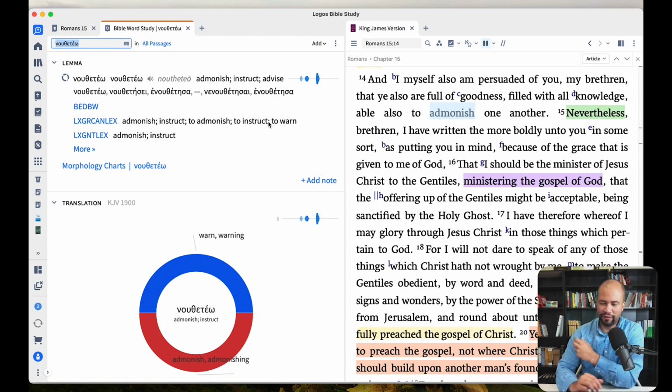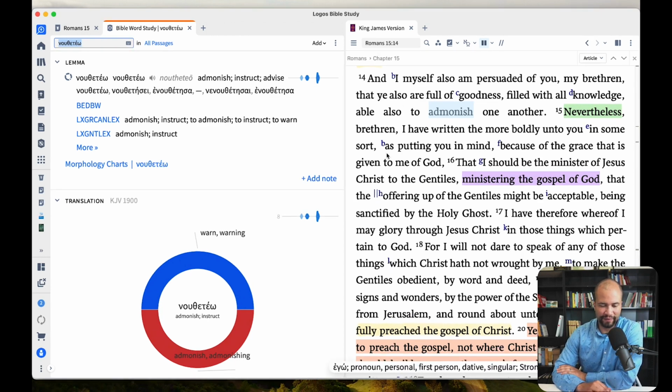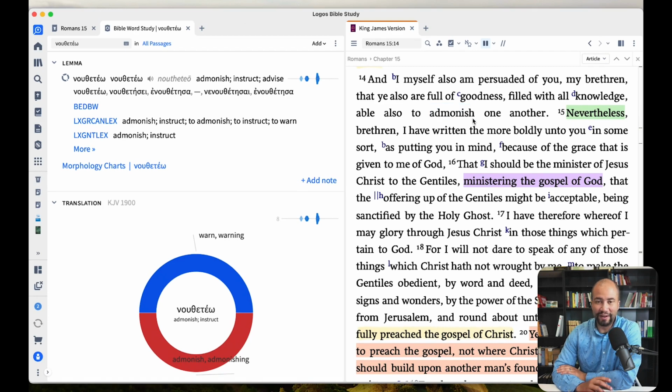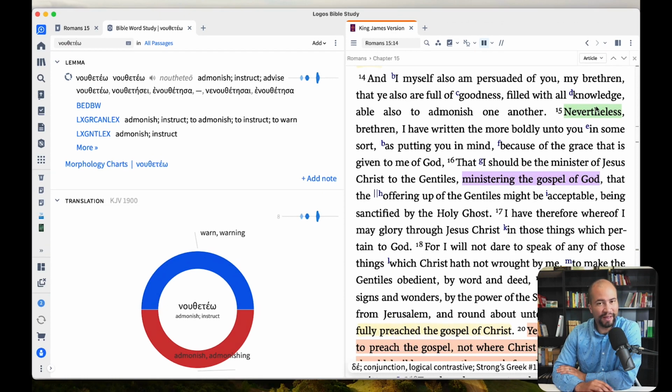And so it seems as though Paul right here is saying that he is fully confident that even in that local church, they are able to teach each other, that this letter, they probably could teach themselves this if it was necessary. But he says, "Nevertheless, I have written the more boldly unto you in some sort, as putting you in mind, because of the grace that is given to me of God, that I should be the minister of Jesus Christ to the Gentiles, ministering the gospel of God, that the offering up of the Gentiles might be acceptable, being sanctified by the Holy Ghost."